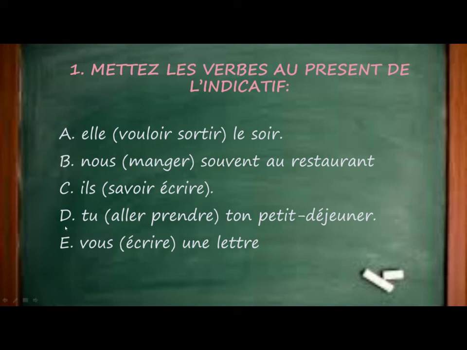So the fourth one. Tu allais prendre ton petit déjeuner. So here you got two verbs, and the first verb is aller, and the second one is actually an infinitive form. So if you conjugate the verb aller, it's actually futur proche. Tu vas prendre ton petit déjeuner. Tu vas, V-A-S. Prendre will remain the same.